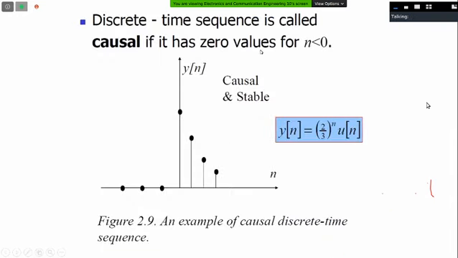Then, this is also one of the conditions of causal systems for discrete time sequences. Discrete time systems or sequences belong to a causal system if they have zero values for n less than zero. This is an important condition for causality, which says that the output values, or values of the function, are zero for n less than zero. For example, if you look at this function, all values for n less than zero are zero, and therefore this is a causal system, and it is also a stable system. But we will look at the stable system in the next slide.